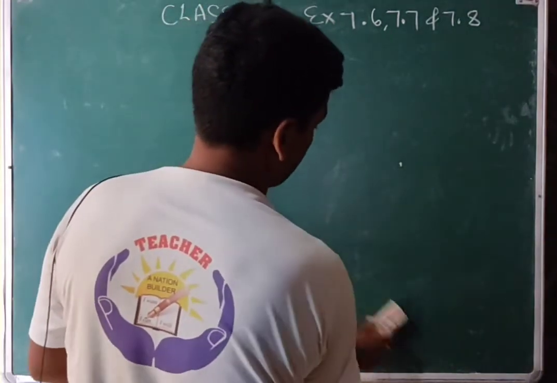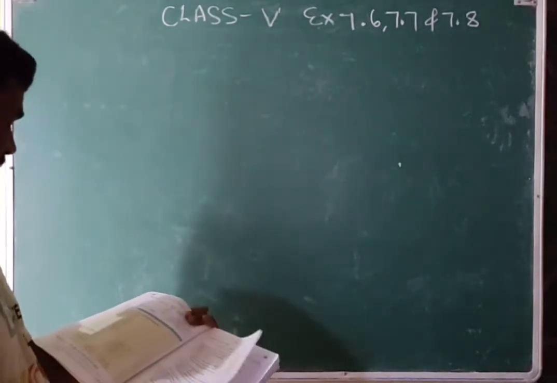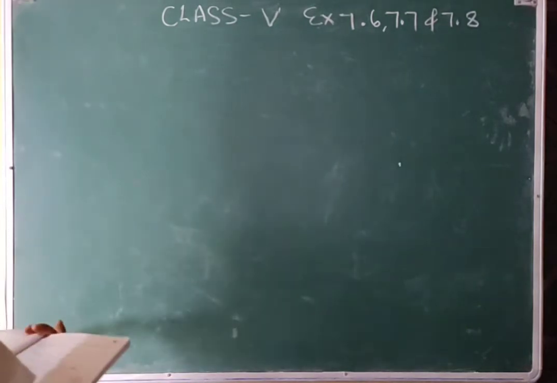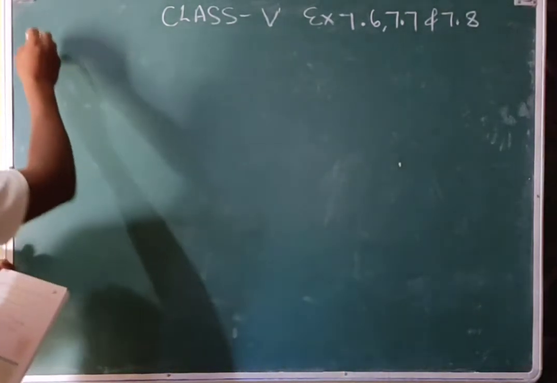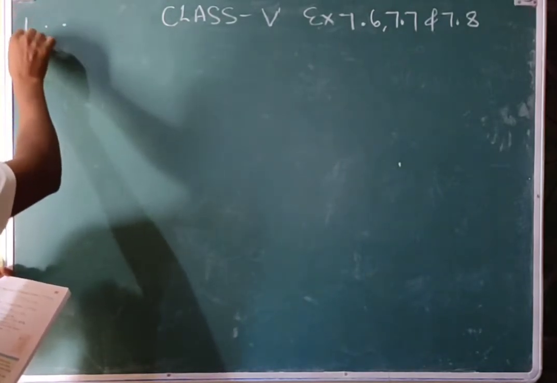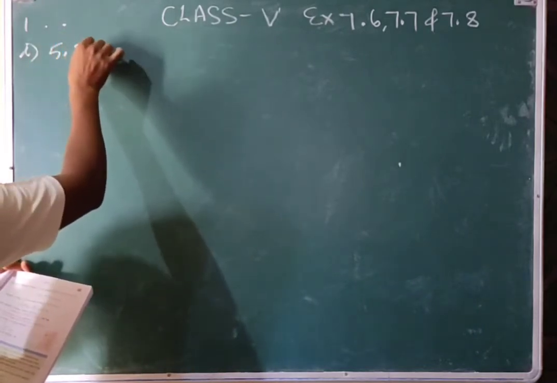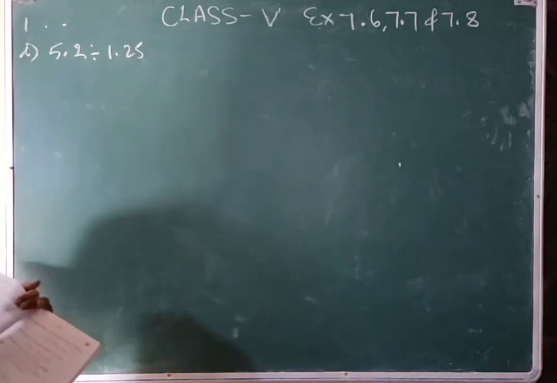Now the exercise 7.8. Here it will become a little complicated. Find the quotient. Question number 1, first part: 5.2 divided by 1.25. So there is just a problem.